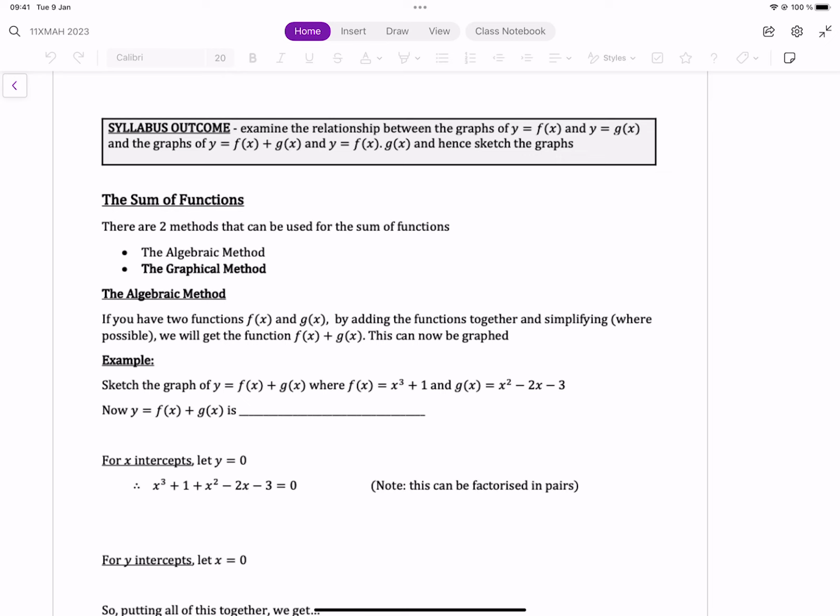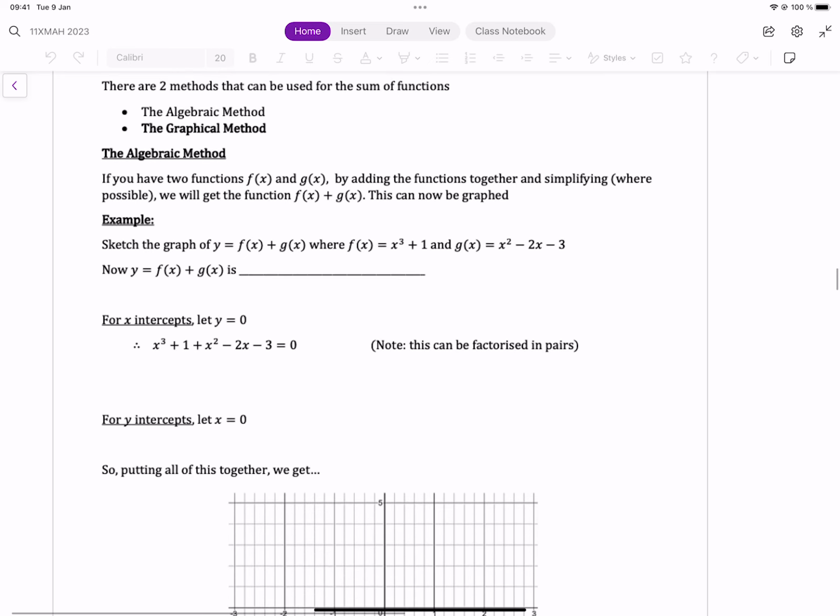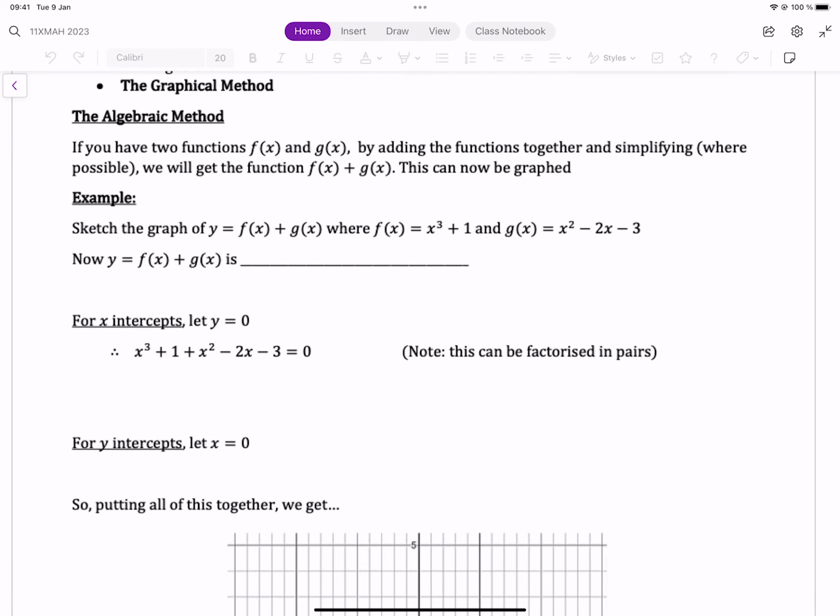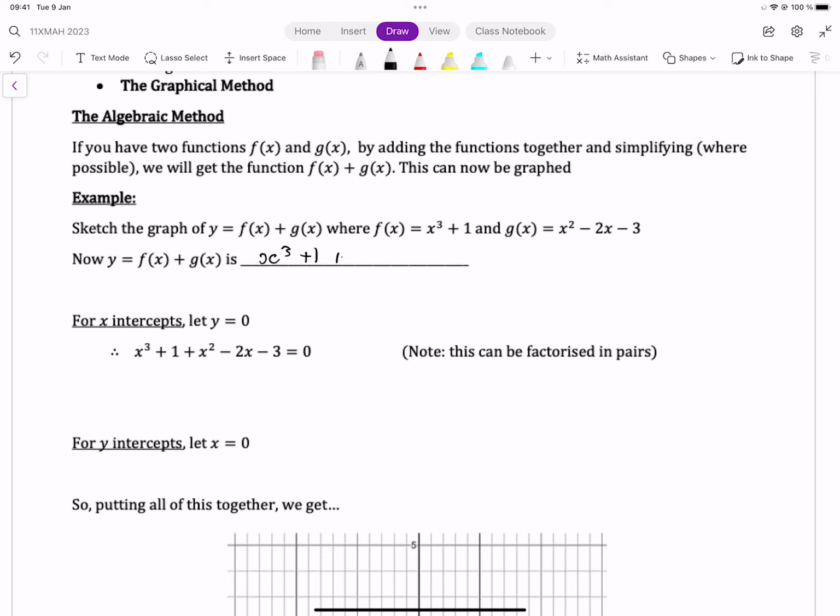So the algebraic method states that if you have two functions f of x and g of x, by adding the functions together and simplifying, where possible, we will get the function f of x plus g of x, which can be graphed. So for example, if I have the graph y equals f of x plus g of x, where f of x is the cubic function x cubed plus 1, and g of x is the parabola x squared minus 2x minus 3, then f of x plus g of x would be simpler than you think. It's just going to be x cubed plus 1, and that's our f of x, and then g of x is plus x squared minus 2x minus 3.